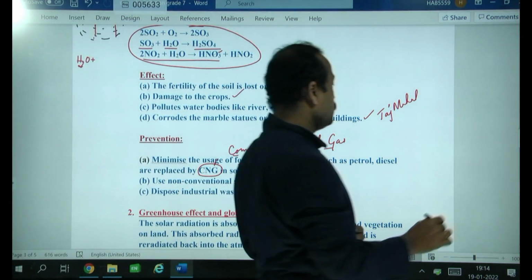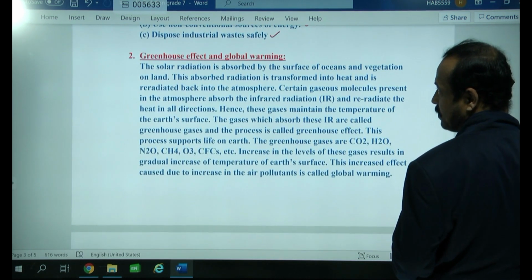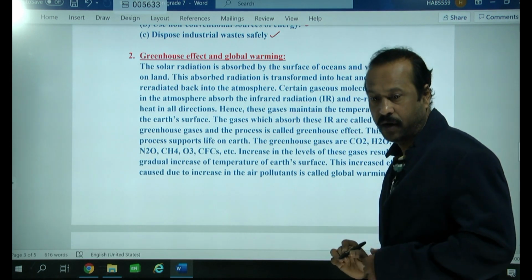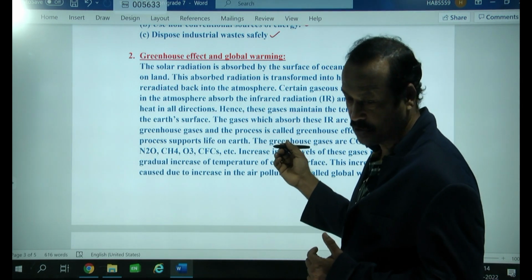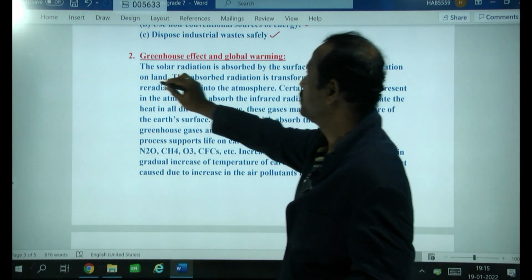Then come to global warming and the greenhouse effect. Yesterday we discussed this, global warming and the greenhouse effect. Yesterday our topic was this only. So I am skipping this one now.